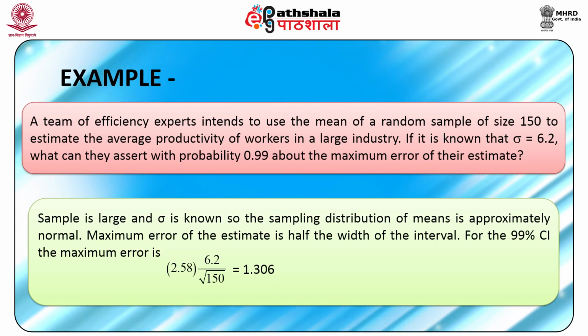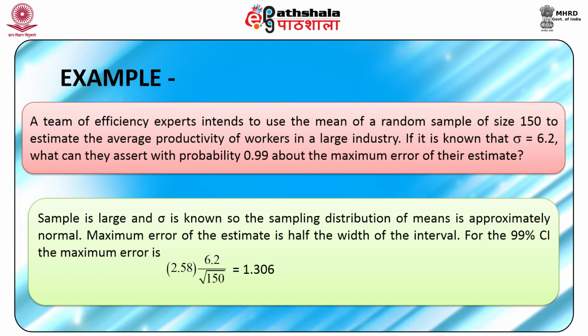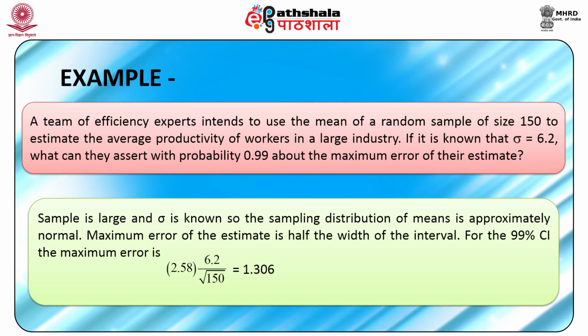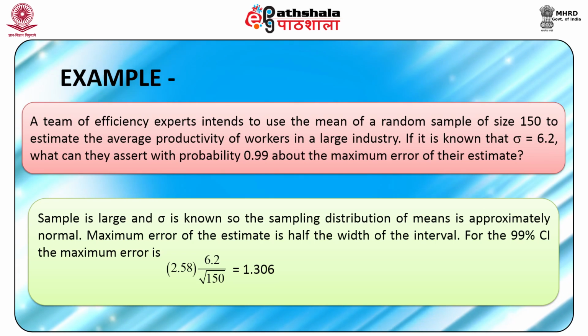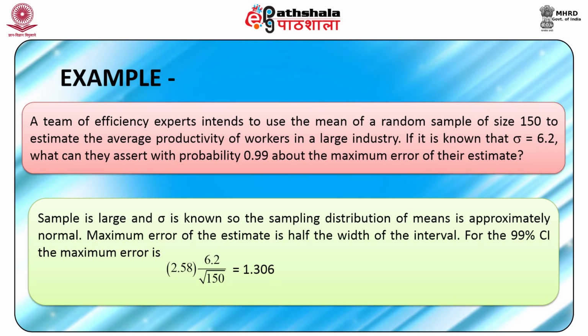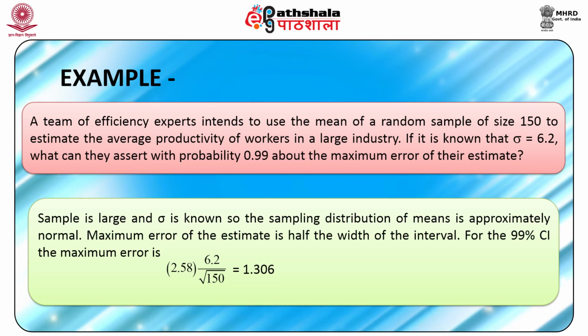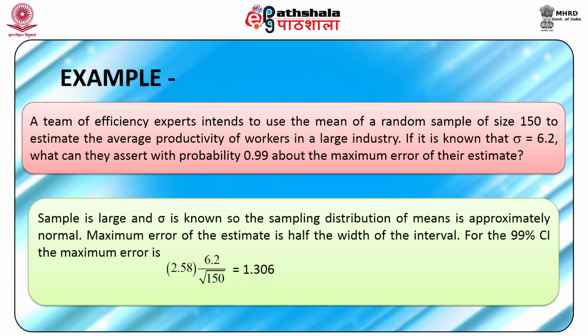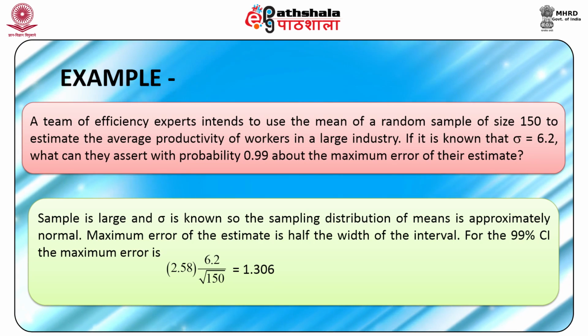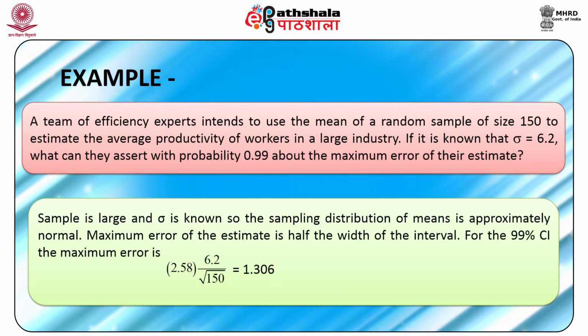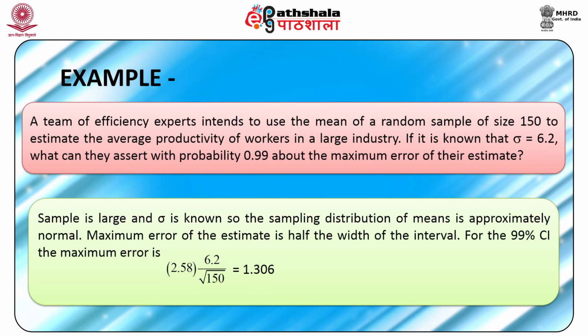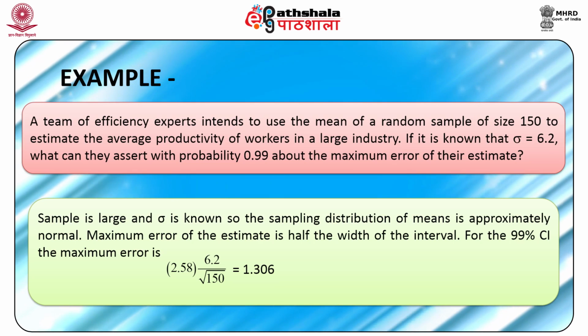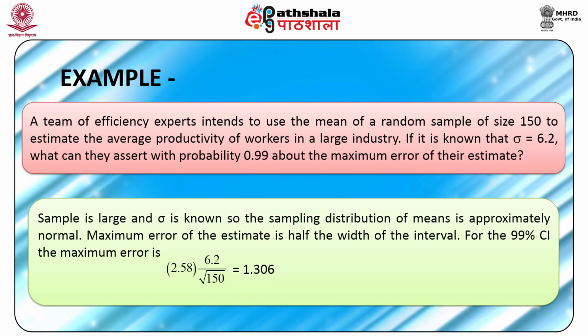Example 3. A team of efficiency experts intend to use the mean of a random sample of size 150 to estimate the average productivity of workers in a large industry. Now, if it is known that sigma is equal to 6.2, what can they assert with a probability of 0.99 about the maximum error of their estimate? So let us see the solution, how they can do this.